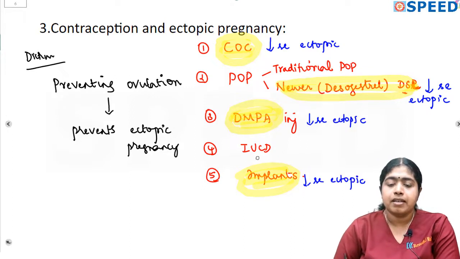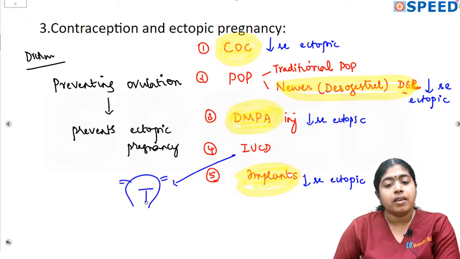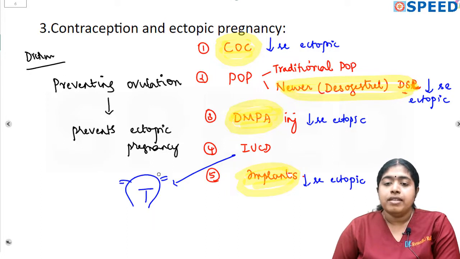But the others, IUCD, when you take your textbook and look at the mechanism of action of IUCD, it is said IUCD prevents pregnancy in the uterus. Why? Because it's present in the uterus. IUCD does not prevent a pregnancy in the tube because it's not present in the tube. Yes or no? Fine.